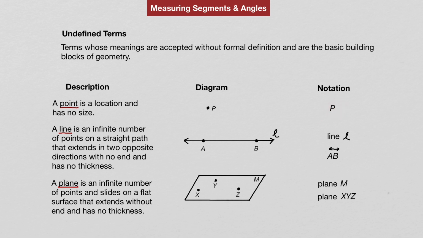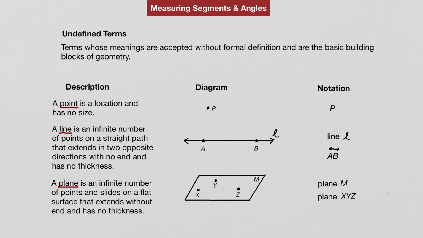Okay, and then the next one is a line, and a line is defined as an infinite number of points on a straight path that extends in two opposite directions with no end and has no thickness. So this would be a line. Okay, it extends in two opposite directions with no end, and that's what these arrows mean, that they go on forever and forever in that direction, and a line has no thickness. Okay, and then the notation in geometry would be as follows. It would say line L, for example, since this is line L, or it's going to have AB with a line symbol above it.